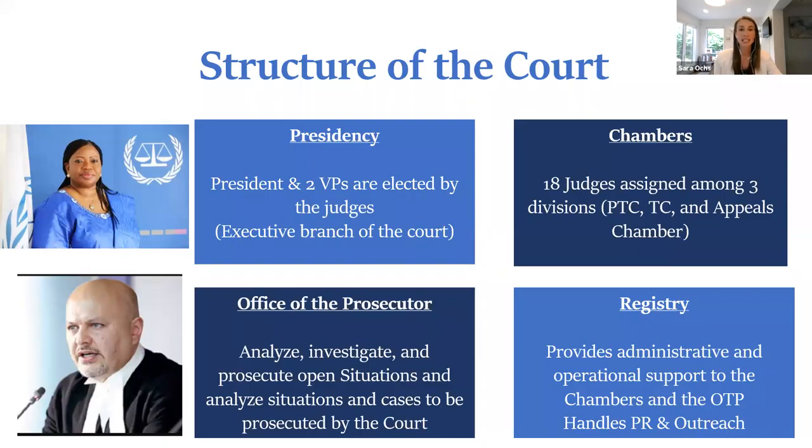And this is the office that's responsible not only for prosecuting cases, but for investigating them, and deciding which cases to open in the first place. And so the chief prosecutor is one of the most important people in the court, probably the most important person outside of the judges. And this is another position that's currently in flux.